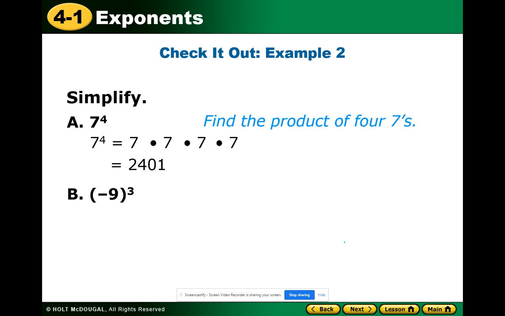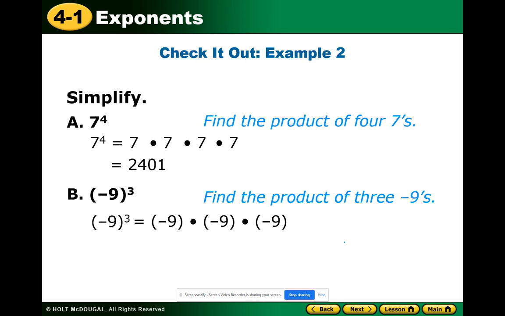All right, you can do that on a calculator or on the side of your paper, but it does need to be done. This one means negative 9 times negative 9 times negative 9. So a negative number with an odd exponent gives a negative answer. All right, we get negative 729.